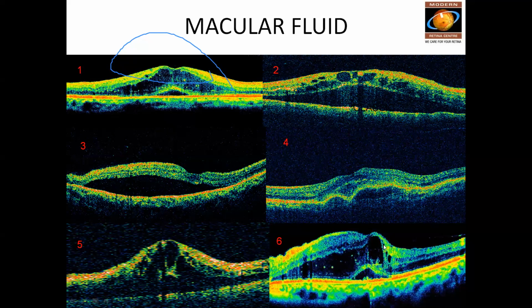Number 6 is, as you see, half of the retina, as I said earlier, is normal, and in one half you see large cystic spaces and subretinal fluid. This could be a vertical scan of a supratemporal or infratemporal branch retinal vein occlusion. Number 7.